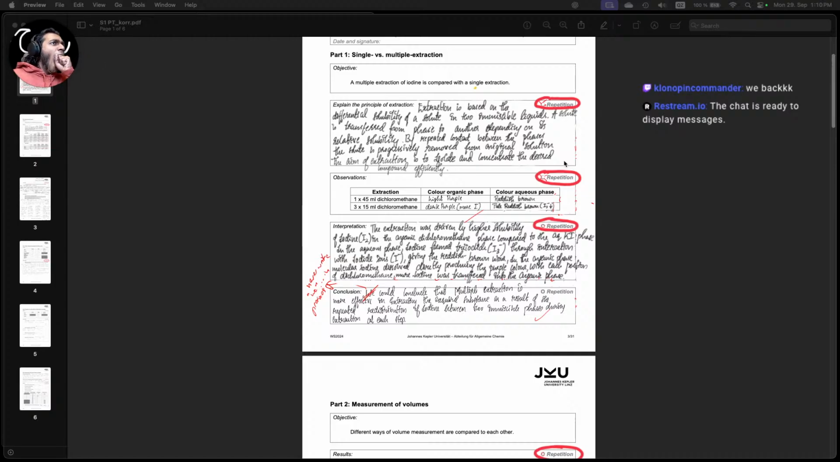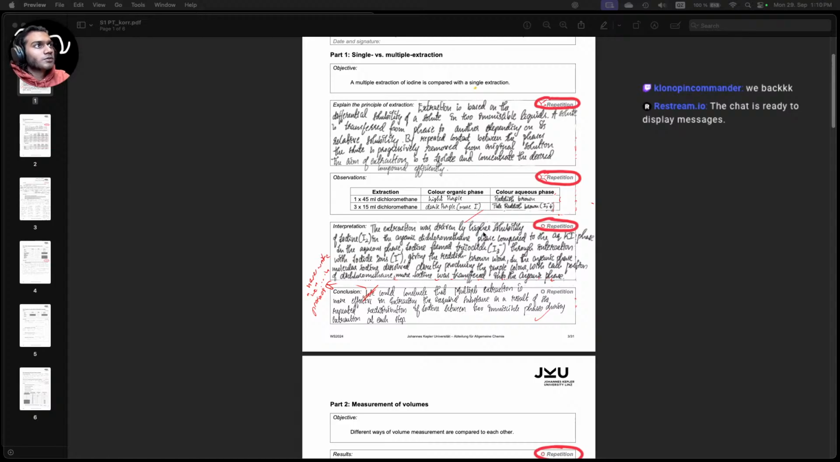They're for sure gonna ask this. Extraction is based on the differential solubility of a solute in two immiscible liquids. A solute is transferred from one phase to another depending on its relative solubility. By repeated contact between the phases, the solute is progressively removed from the original solution. The aim of extraction is to isolate and concentrate the desired compound efficiently.